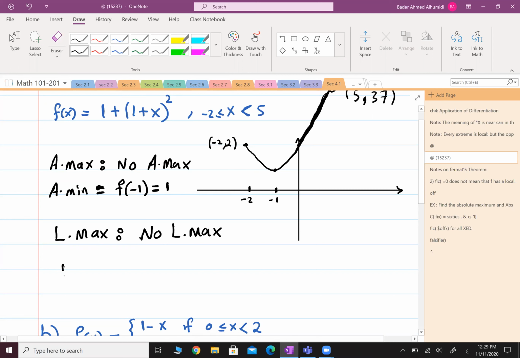Okay, what about local minimum? Do we have any local minimum here? Only at f of minus 1. Well done. The local minimum is f of minus 1, which is 1. It appears inside the interval, in between minus 2 and 5, isn't it? So we said any absolute is also local. This is equal to 1, it is also a local minimum. It is actually the absolute minimum, but since it appears between minus 2 and 5, in the interior of the interval, of course it will also be a local minimum.